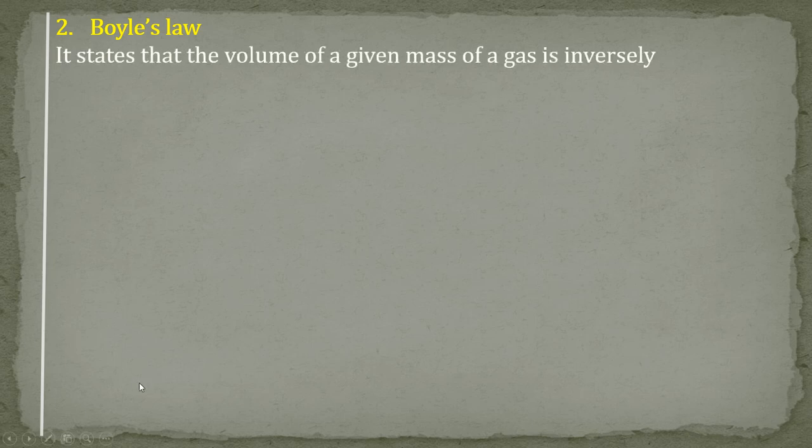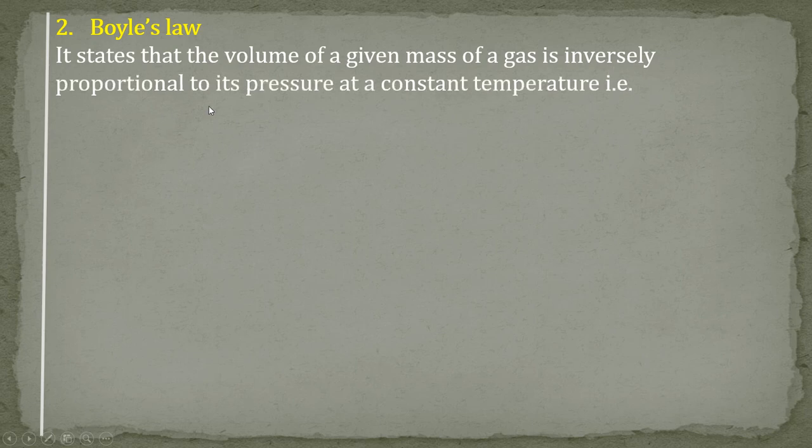Let's go to the second gas law, Boyle's law. I know we shall look at this majorly in physics, but we can mention that Boyle's law is about proportionality. It says that the volume of a given mass of a gas is inversely proportional to its pressure at a constant temperature. We can illustrate this. Volume, which you can represent with V, is inversely proportional to pressure, which we represent with P. Therefore, what does this mean?